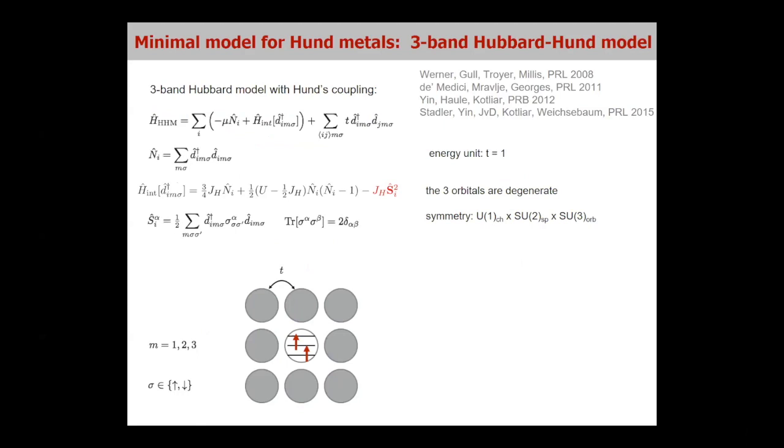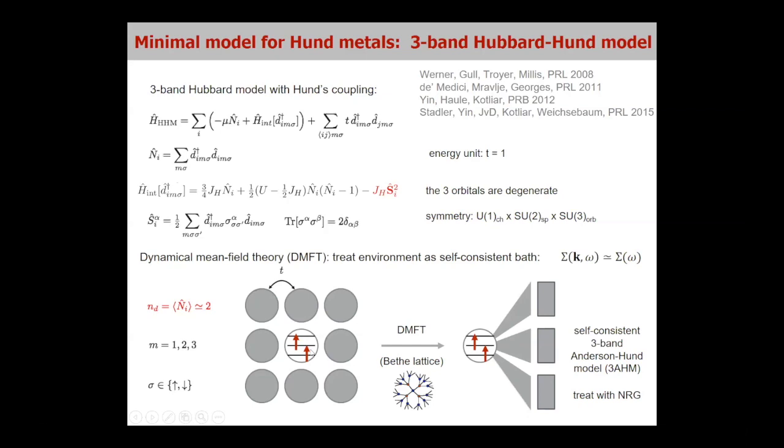Okay, so the minimal model that I will be using has been studied by a number of people before us. It basically is a 3-band Hubbard model with Hund's coupling. So you have 3 orbitals on a lattice, and a Coulomb interaction with Hubbard U, and then there's a Hund's coupling, which favors alignment of spins on the same atom. And I will study this at an average occupancy of 2. So that means these 2 spins on the site want to align.